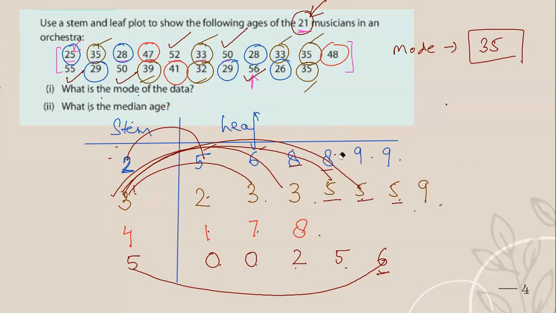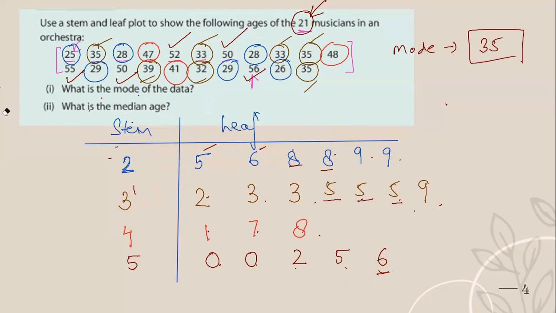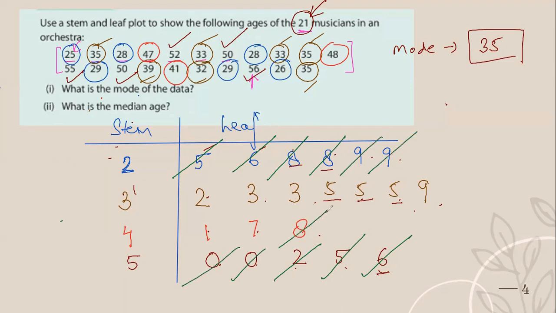get the median using the stem and leaf plot. To find the median, we will just cancel out the observations. How will we cancel out? The first observation with the last one, the second with the second last, the third with the third last, the fourth with the fourth last, the fifth with the fifth last, the sixth with the sixth last, the seventh with the seventh last, the eighth with the eighth last, the ninth with the ninth last, the 10th with the 10th last. What is left? This number in between.